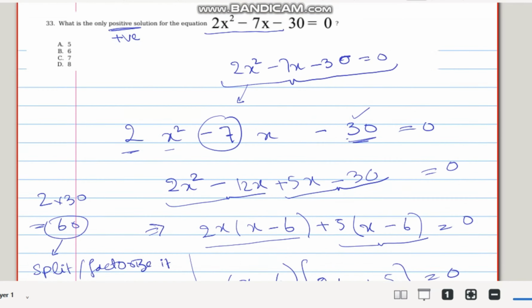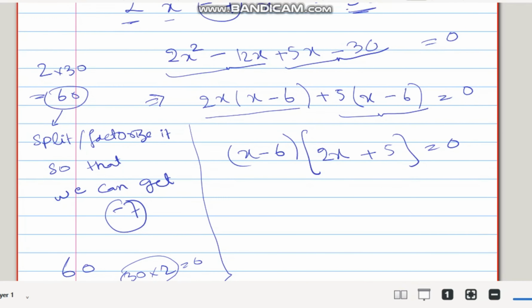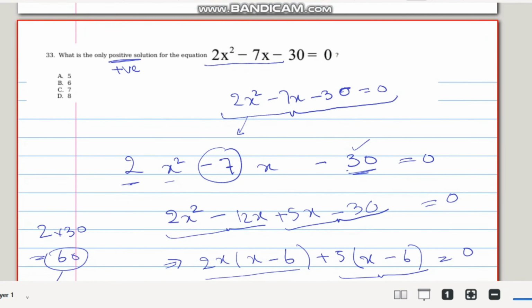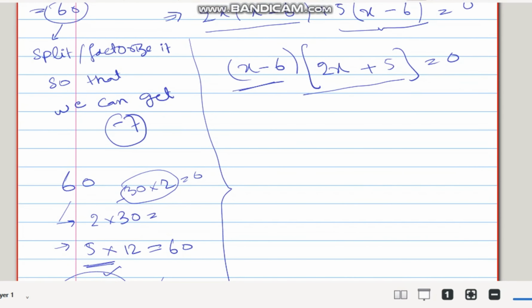What we have done basically is split the quadratic equation into two factors. What are the two factors? These are the two factors. This is one factor and this is the other factor. Now, what is the question basically? What is the only positive solution for the equation? The question is that. So how can we get the solution for this quadratic equation? We can get the solution by making each factor 0 one by one.